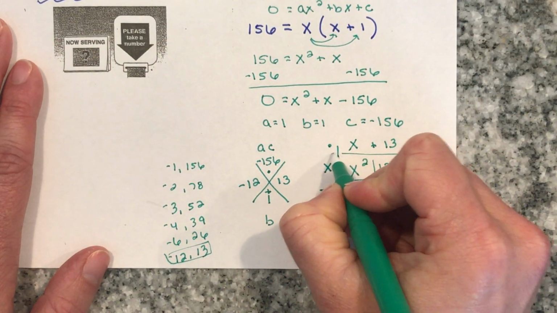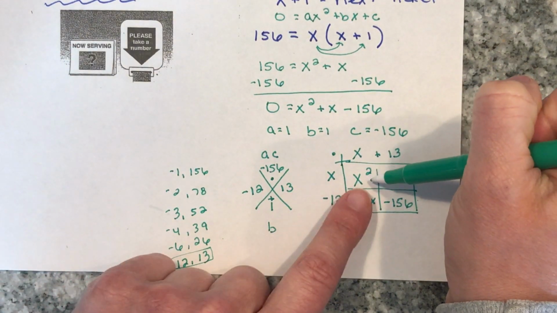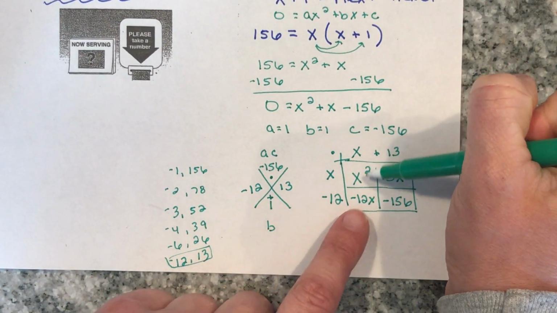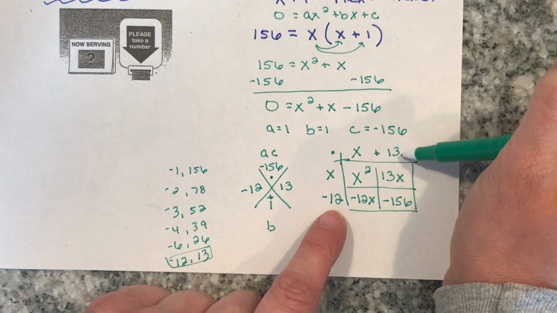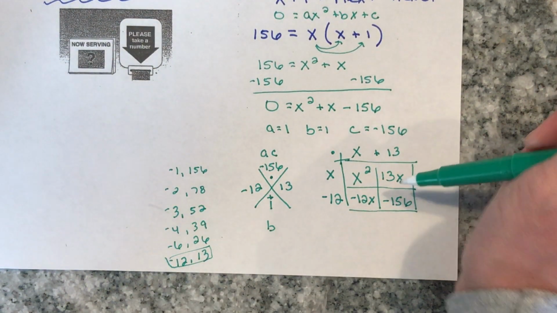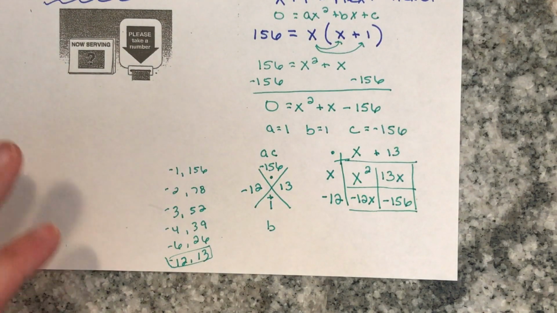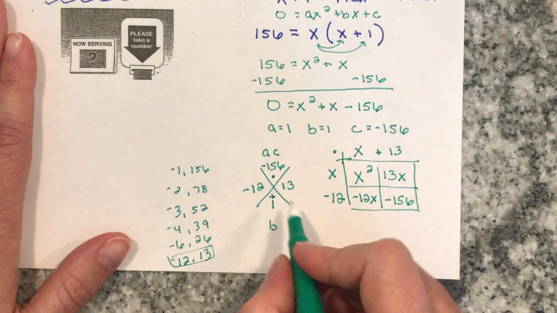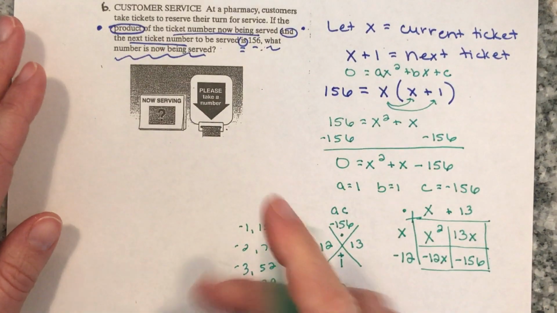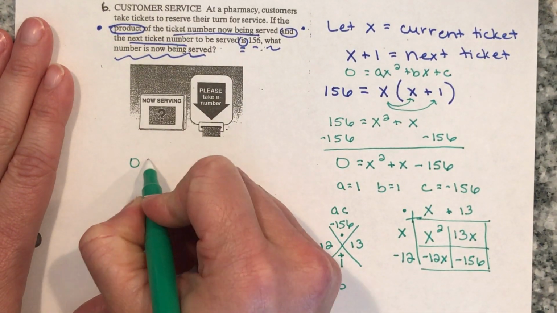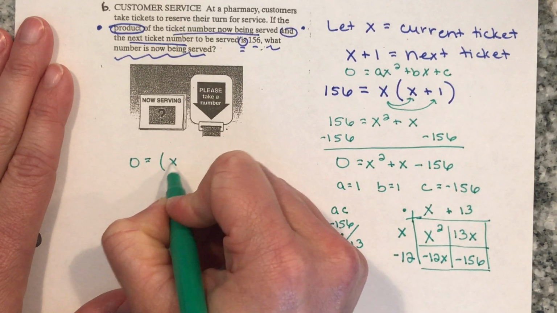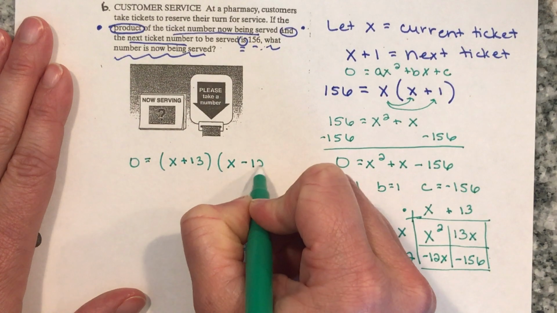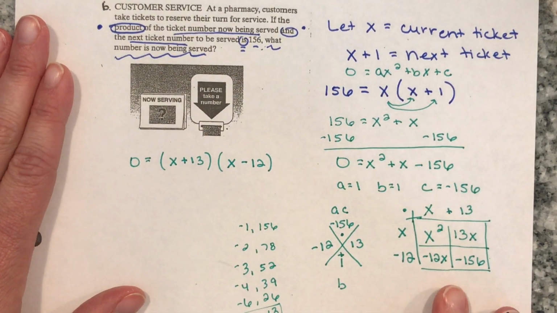You can always double check it by remultiplying. So x times x is x squared, 13 times x is 13x, x times negative 12 is negative 12x, negative 12 times 13 is negative 156. So in factored form, we are talking about 0 equals x plus 13 times x minus 12. That's our equation in factored form.